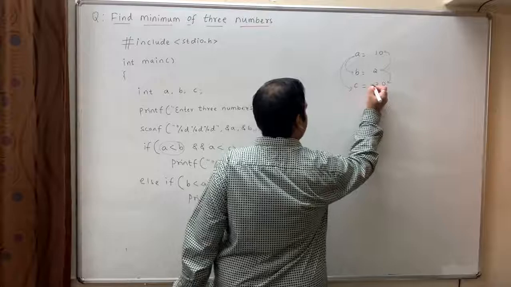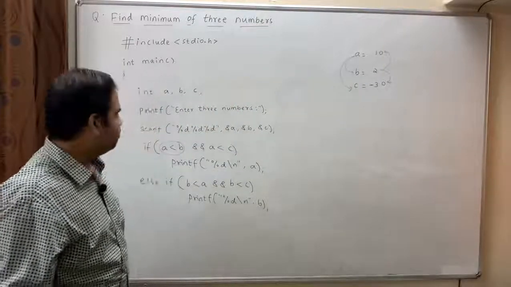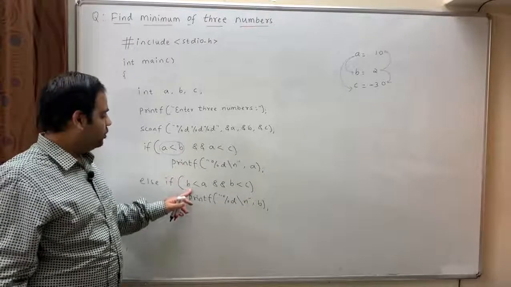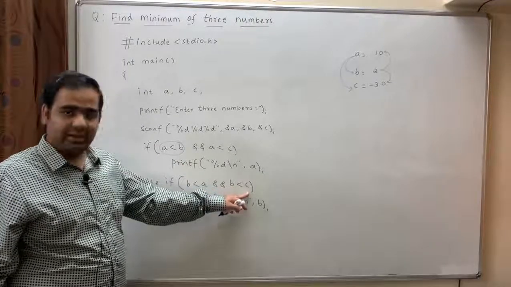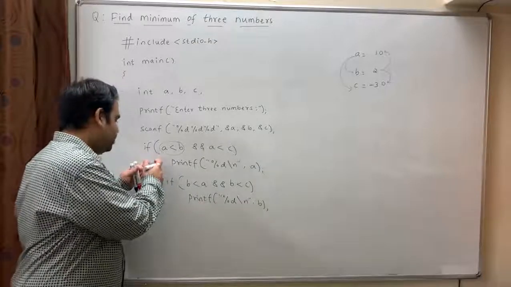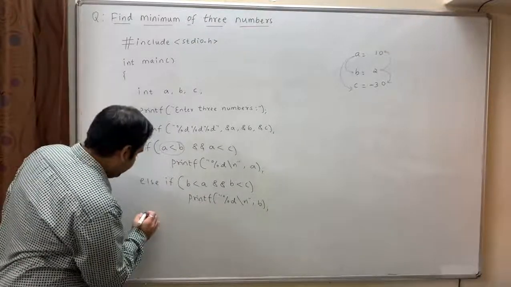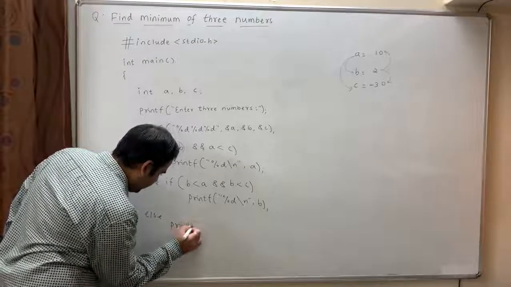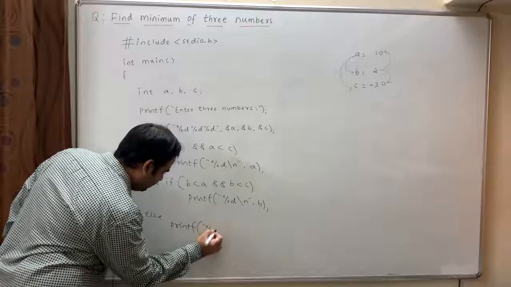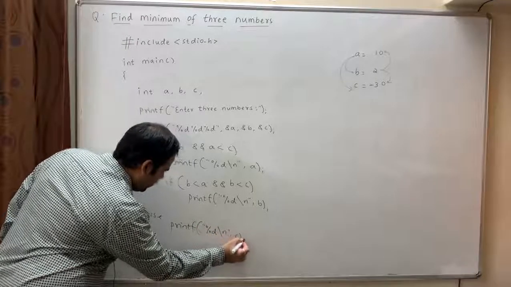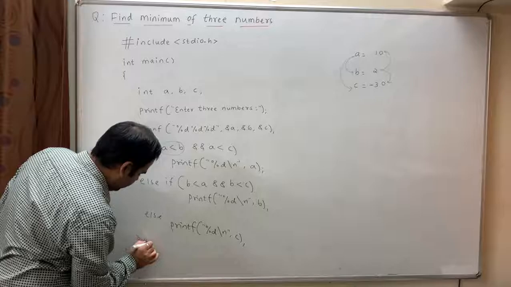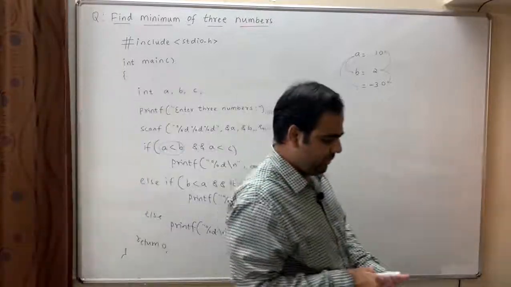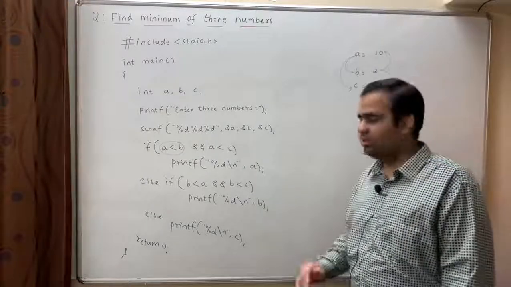And it prints B as the answer. Now let us assume that C is minus 30. Now 10 less than 2, no. 2 less than 10, yes. 2 less than minus 30 is false. It means A is not minimum, B is not minimum, C should be minimum. Therefore, we write here else printf %d \n comma C, and here we may stop the procedure by saying return 0, and it will print C, minus 30, as the answer.